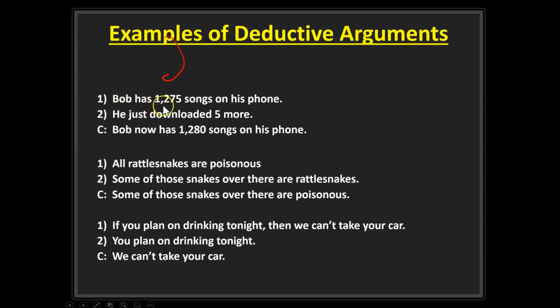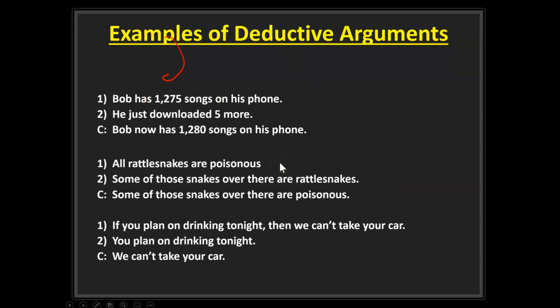All right, look at the top example. Premise 1 is Bob has 1,275 songs on his phone. Premise 2 is, well, he just downloaded 5 more. Therefore, he now has 1,280 songs on his phone. If you pretend like this premise is true for a second, no qualms with it, right? Just go, if this were true, and if this were true, doesn't it look like this would follow necessarily? Isn't the author of this argument trying to use that type of reasoning? Yes. See, it adds up like math, and in fact is math.